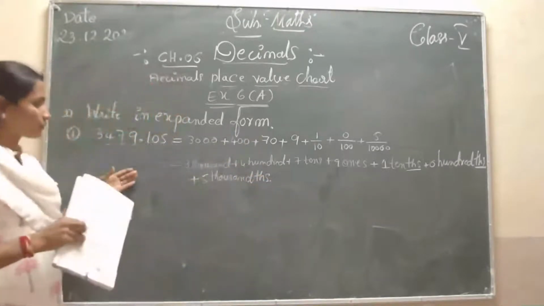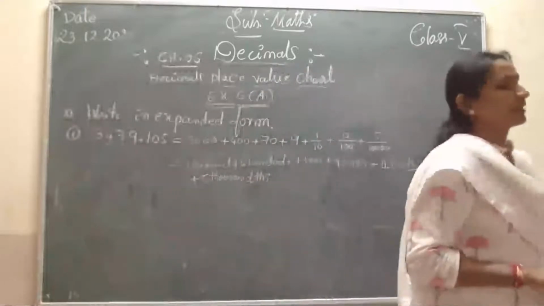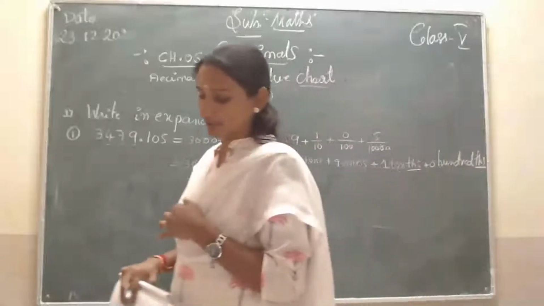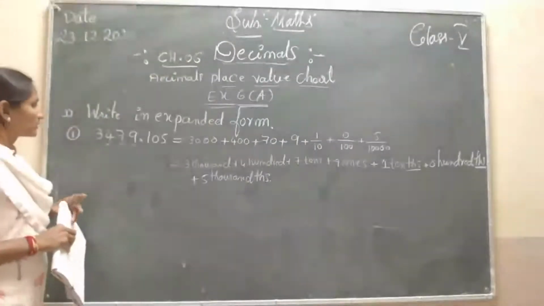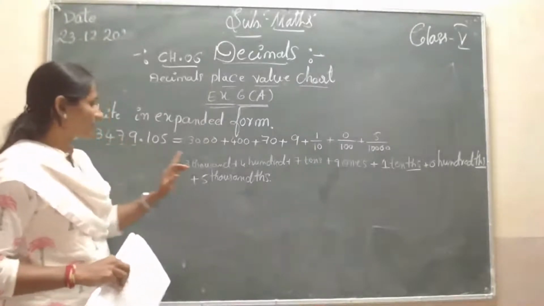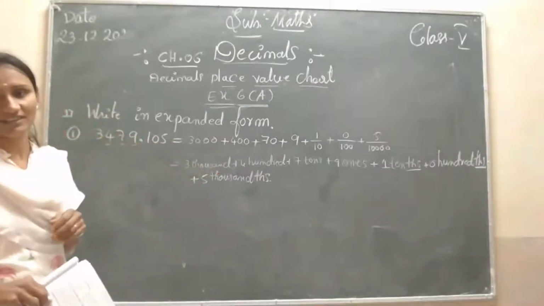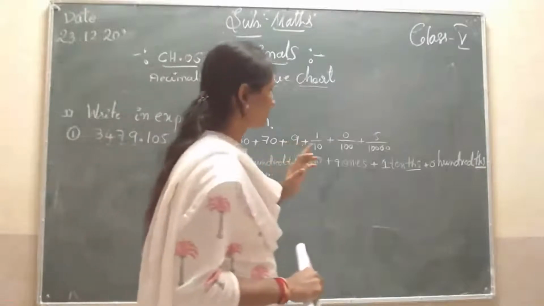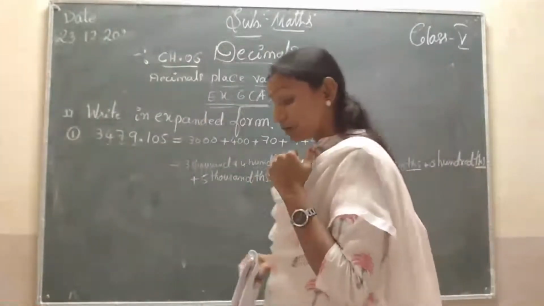Students, I showed you the complete traditional method already. Now I will write a very short method. What is the value of the 3? 3 is thousands, 4 is hundreds, 7 is tens, 9 is ones. So next is 1, which is tens. Afterwards 0 is hundreds. Next the 5 is thousands.